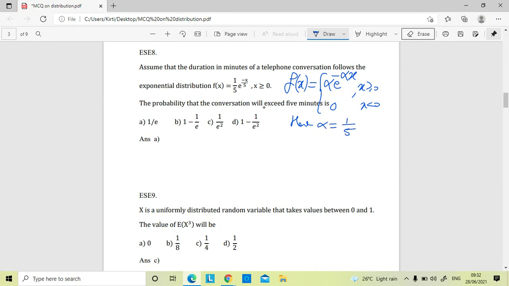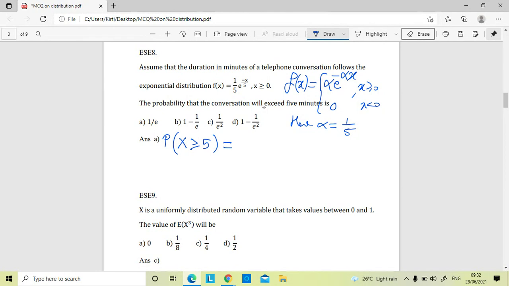You can see the alpha in the exponential as well as in the multiplication must be the same, they cannot be different. So alpha is 1 by 5. What is asked is the probability that the conversation will exceed 5 minutes. If I denote by x the random variable which denotes the conversation, exceeding 5 minutes means x must be greater than or equal to 5. This I have to find out.